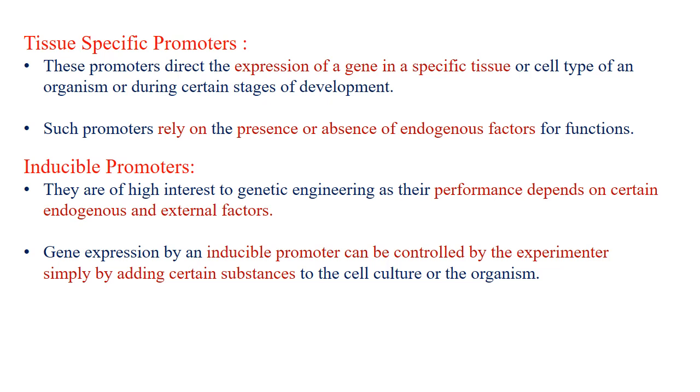Tissue specific promoters is the second group of promoters. These promoters direct the expression of a gene in a specific tissue. For tissue specific expression, we need tissue specific promoters. For example, you have cloned a gene into a plant and you want to express that gene particularly in root cells of the plant. Then you'll have to use a specific promoter which will promote expression in the root cells of the plant only.